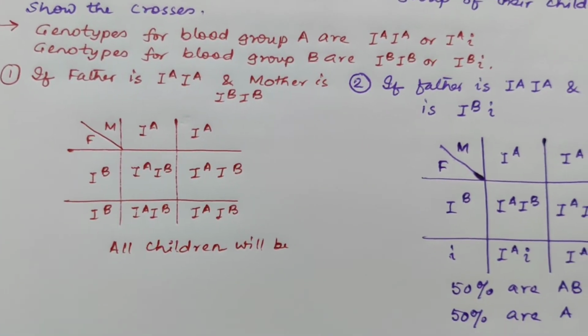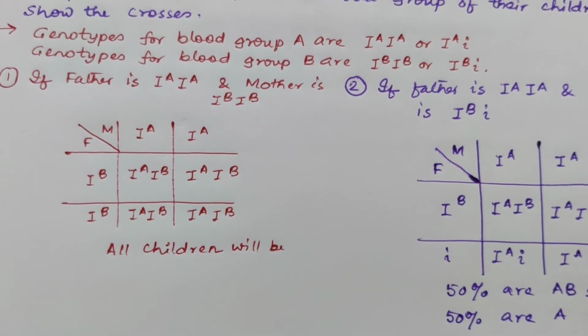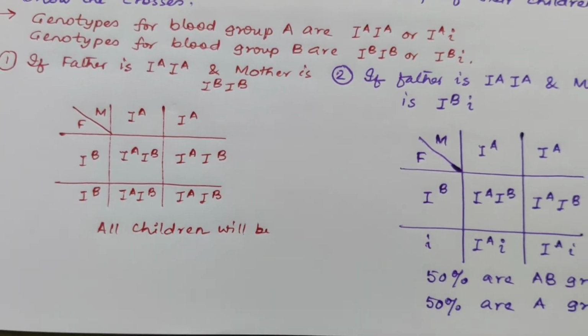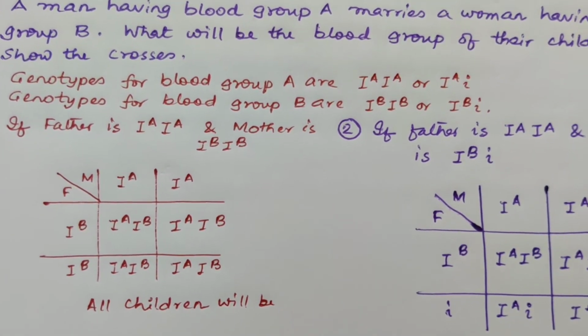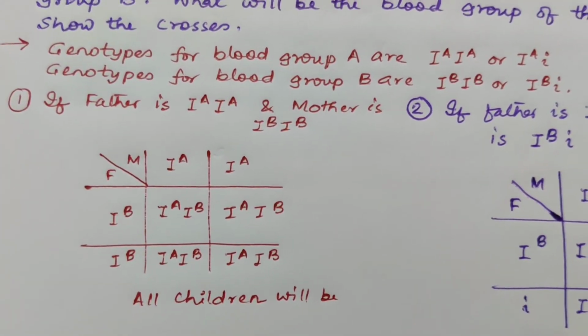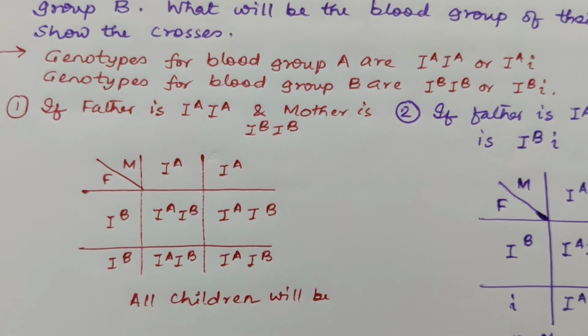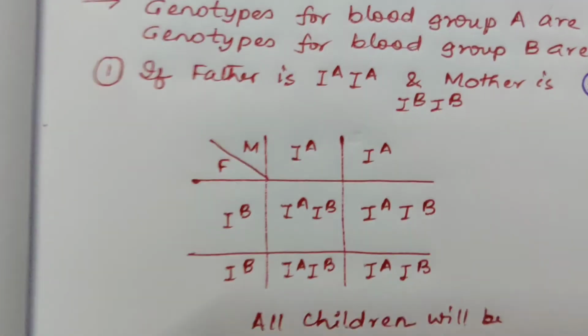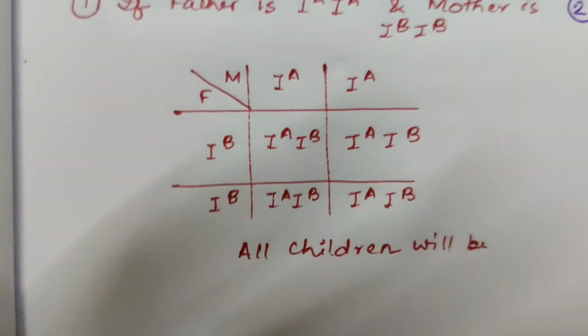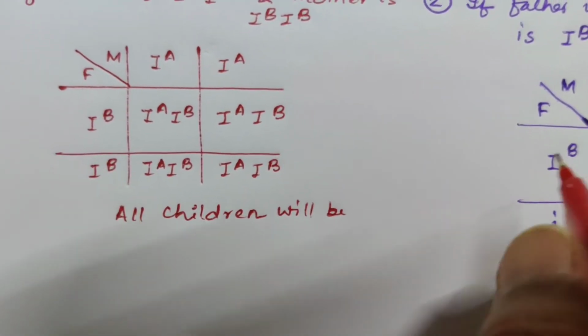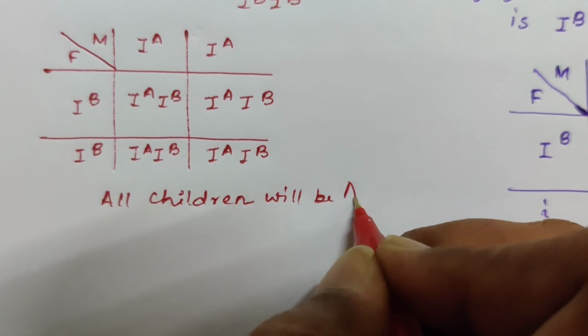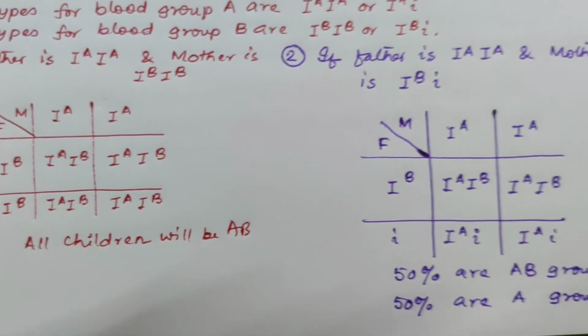Now there will be 4 different crosses for this question. Cross number 1 is if the father is IAIA and the mother is IBIB, then all the children will have AB blood group. See here, all the children have AB blood group, means 100% AB.